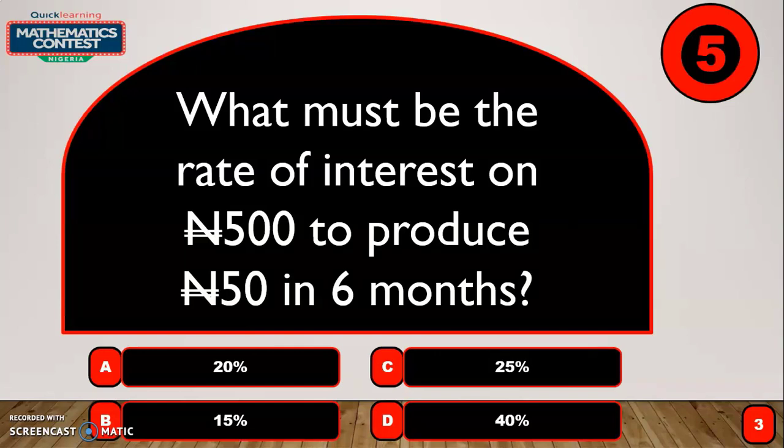What must be the rate of interest on 500 naira to produce 50 naira in 6 months? Option A, 20%, option B, 15%, option C, 25%, and option D, 40%. Your time starts now. Question number 4. Trust you're enjoying yourself.